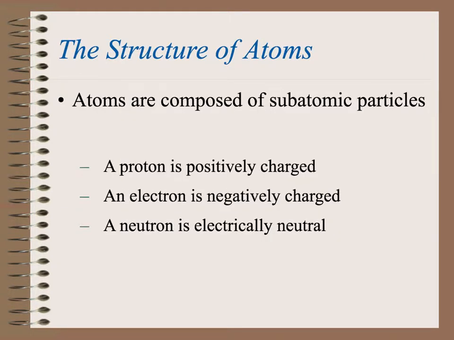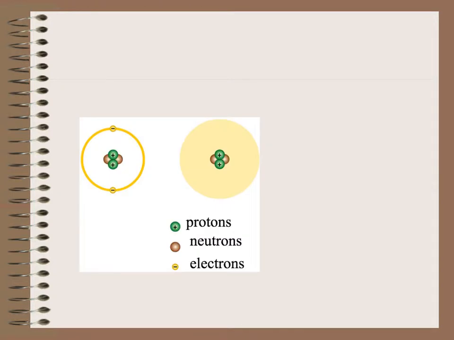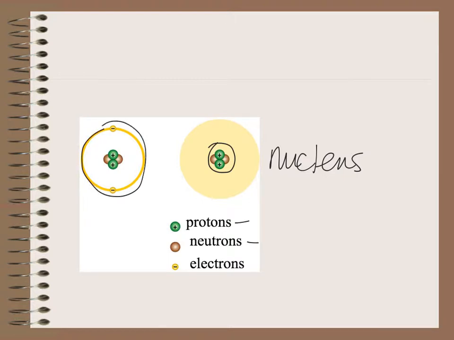This should be a review, but atoms are composed of subatomic particles. We have a proton, which is positively charged, an electron, which is negatively charged, and neutrons, which are electrically neutral. Here we get to see how those play out. In here, that's going to be our nucleus. In the nucleus, we have our protons and our neutrons, and in the space outside the nucleus, that's where we'll see our electrons.